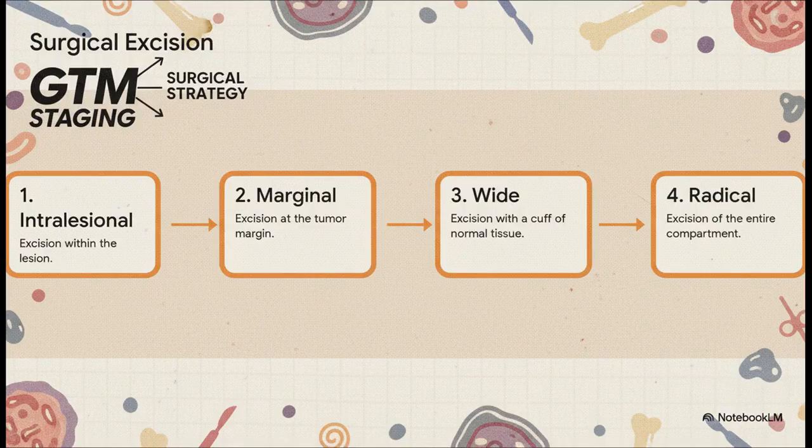But before we can link stage to treatment, we've got to speak the same language when it comes to surgical margins. Think of it like a ladder of surgical aggressiveness. At the bottom, you might have an intralesional procedure, just scooping it out. Then you move up to marginal, then wide excision with a cuff of normal tissue, all the way to a radical excision of the entire compartment. When we're talking about sarcomas, we are living at the top end of this ladder.